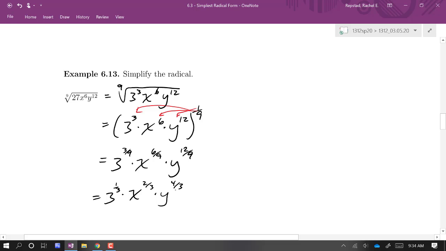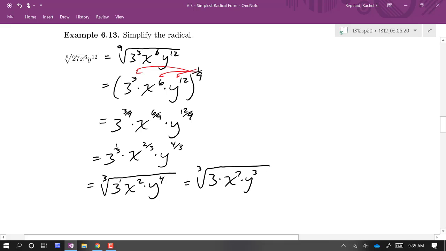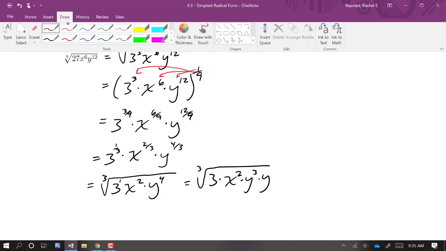If I've got a common denominator in the exponents, that means I can write them all under a single radical. I can write them all under a cube root. And I have 3 to the 1st, x squared, y to the 4th, and now that y to the 4th, actually, I'll write that as y cubed times y, because we could take out that y.